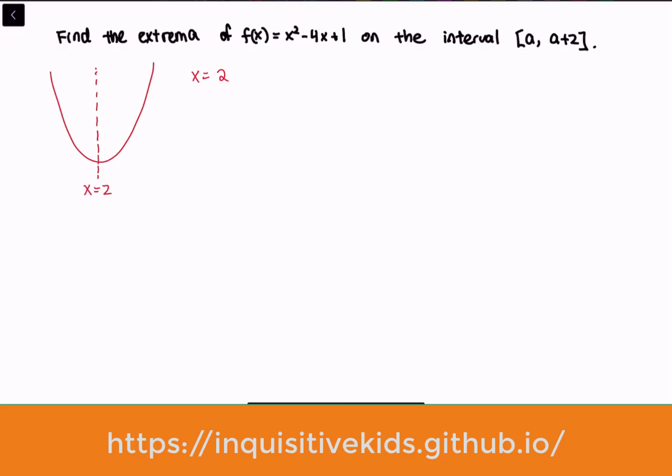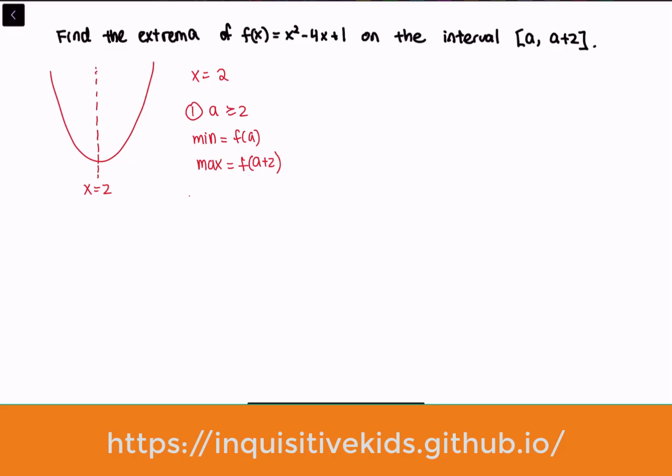Now let's talk about cases. If a is greater than or equal to 2, the minimum value would be equal to f of a, and the maximum value would be equal to f of a plus 2, because in this case, all we're focusing on is the right side of the parabola, the right side of x equals 2, which is always increasing.